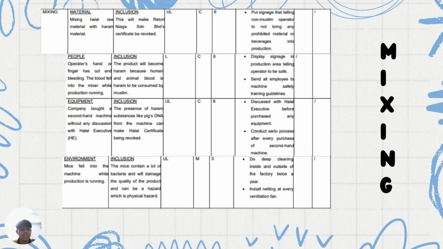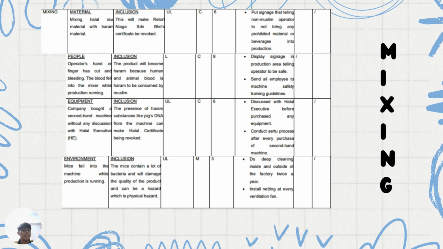The control measure that I put for this type is to put signage telling non-Muslim operators not to bring any prohibited material or beverages into production. What are prohibited material or beverages? For example, alcohol, lard, pork, etc. The HCCP is a no. Why is it a no? Because the point is only 6.